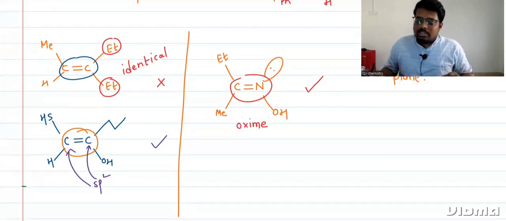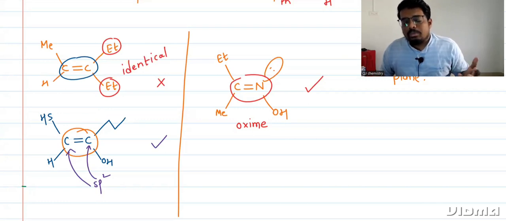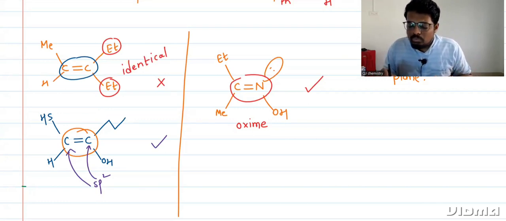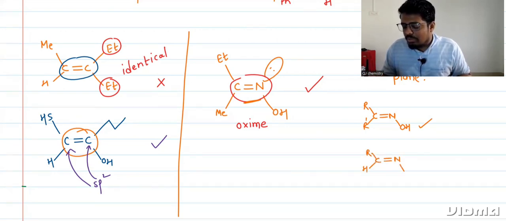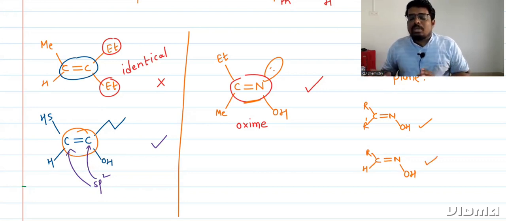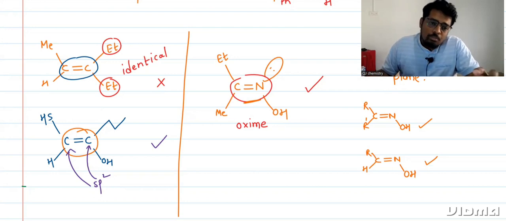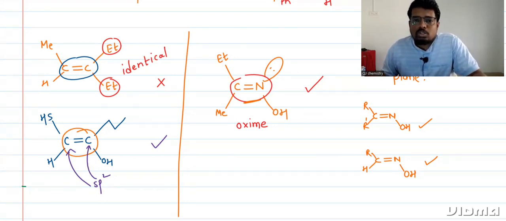Now, carbon double bond nitrogen containing compounds, if the OH is bonded to this system, are known as what? Ketoximes. This is the general formula for ketoximes, R R dash C double bond N OH. In the case of aldoximes, the general formula is RCH double bond N OH. Both these compounds, ketoximes as well as aldoximes, show geometrical isomers.